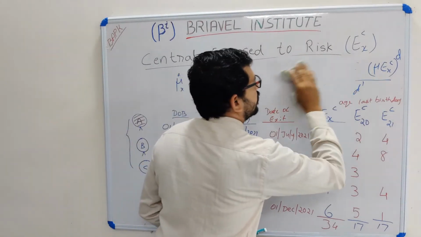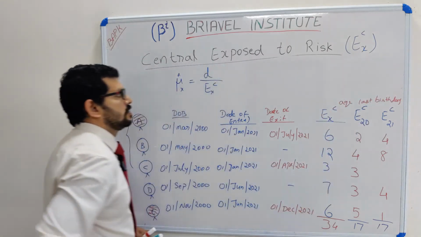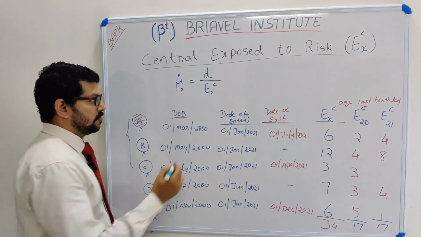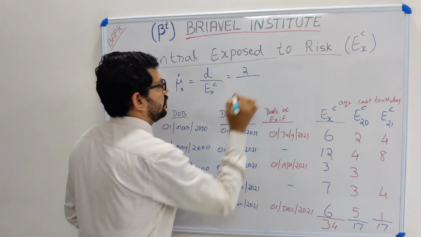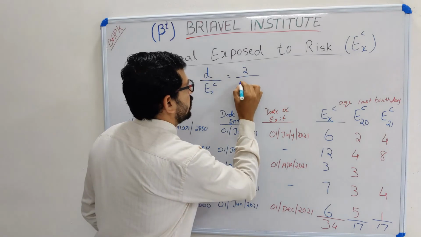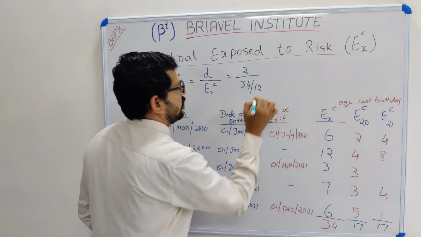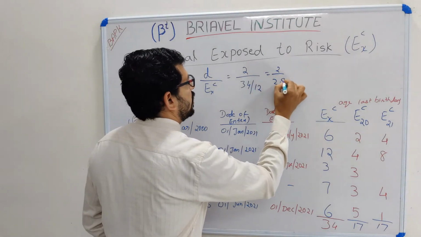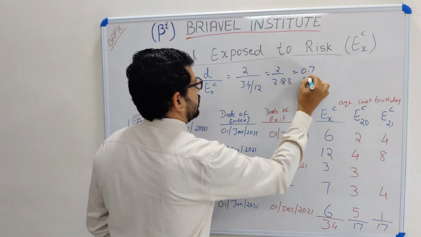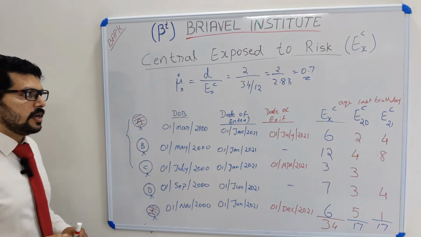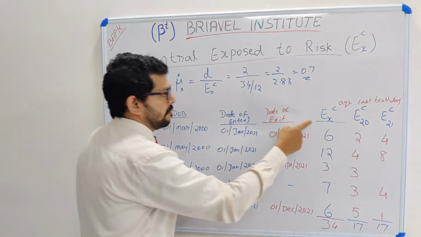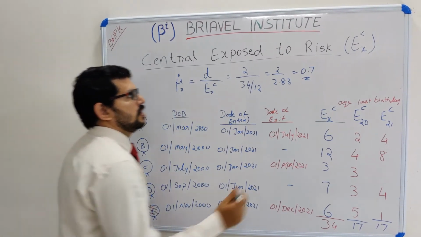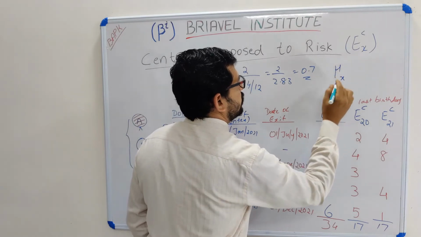So how do we find this mu x? Here we know two deaths happened, A and E. So we divide 2 by the central exposed risk, which is 34 divided by 12, because you have to convert it to years. So it is approximately 2 divided by 2.83, which is 0.7. So we can find the force of mortality using the central exposed risk. Sometimes they will ask for the force of mortality at the age of 20.